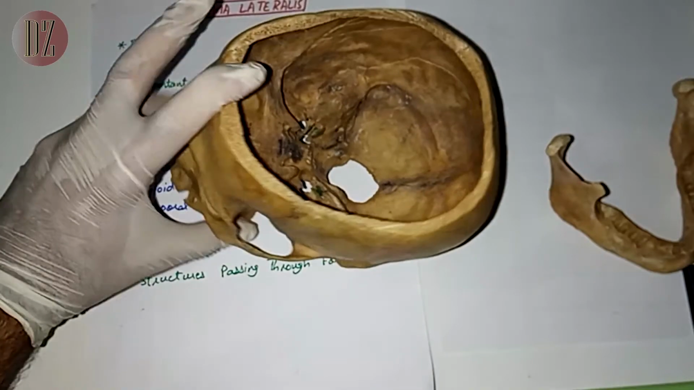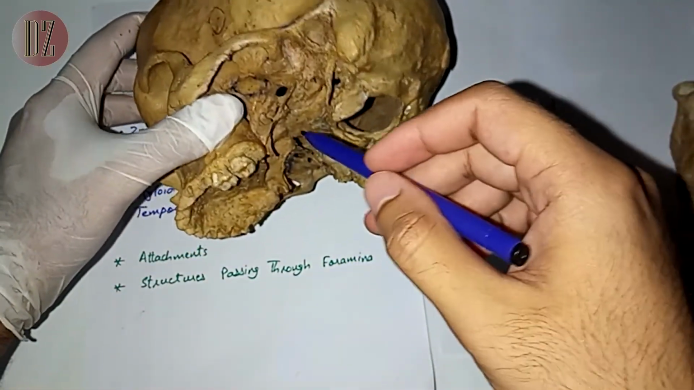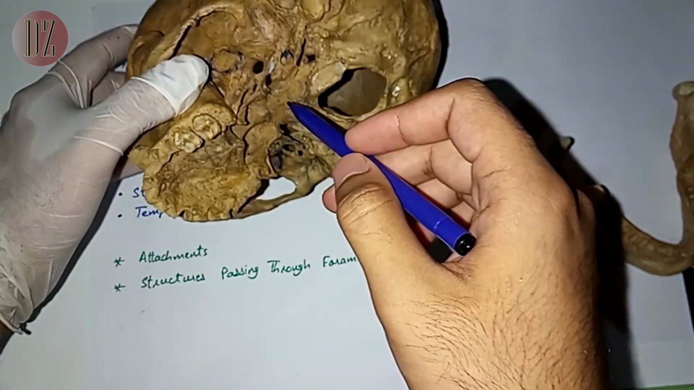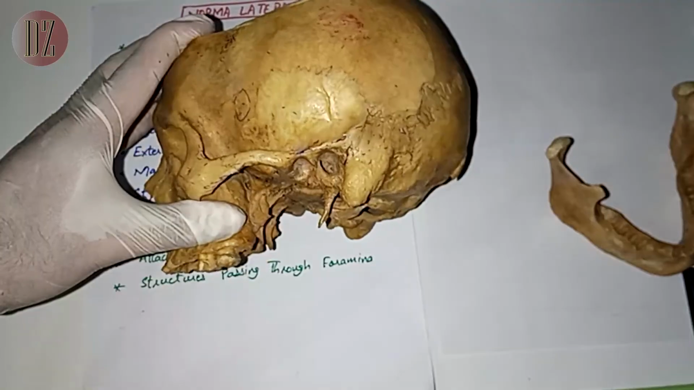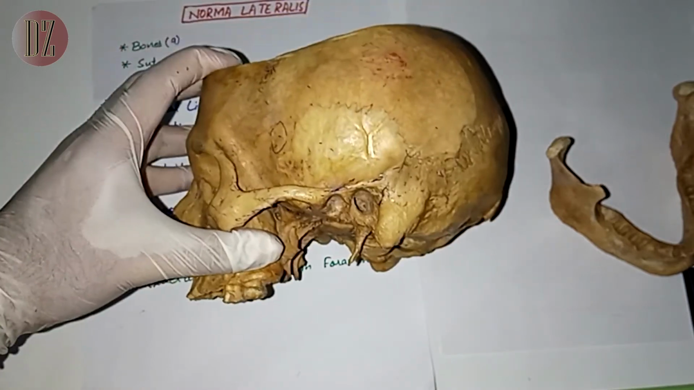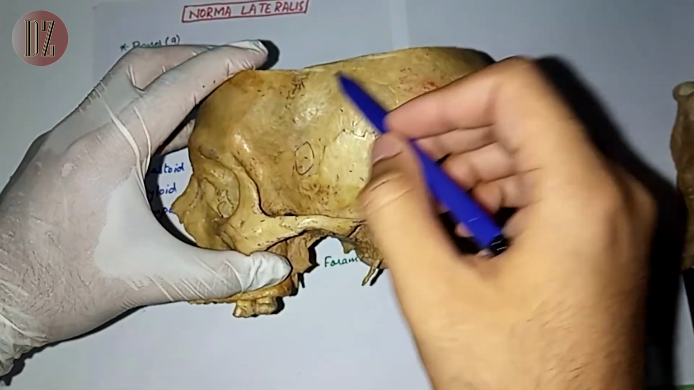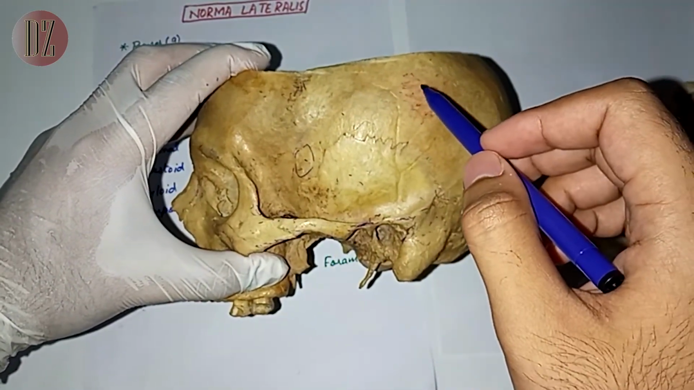Below the zygomatic arch is the infratemporal fossa and another fossa which is called the pterygopalatine fossa, which will be discussed in further topics. And now we see the attachments on the Norma Lateralis. First of all, we will see the superior temporal line. On the superior temporal line, the temporal fascia is attached.